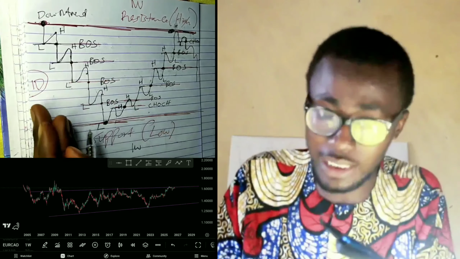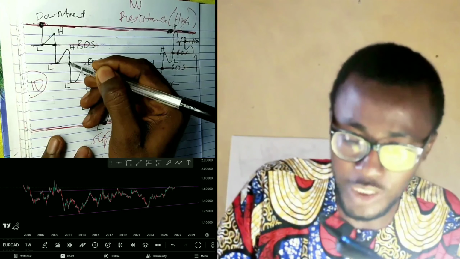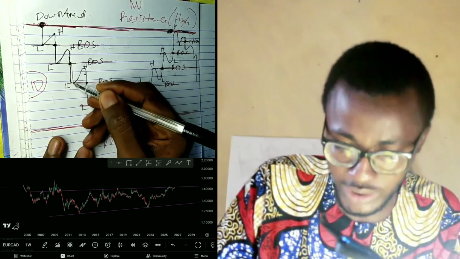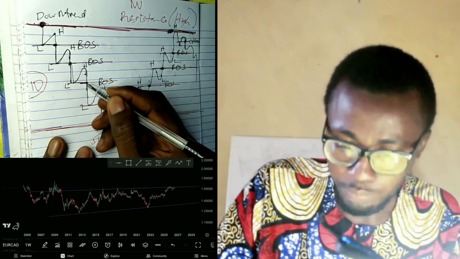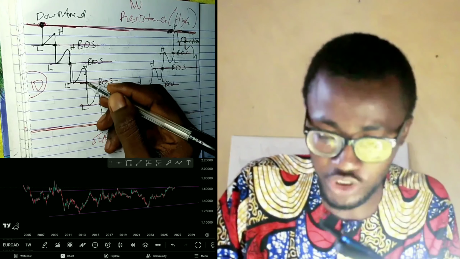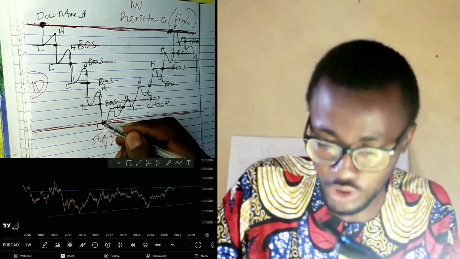So look at this downtrend now. In a downtrend, when this low is broken, it's called break of structure because the trend continues as a downtrend. Look at this low. The low was broken, meaning break of structure. Break of structure makes the trend continue in a downtrend.